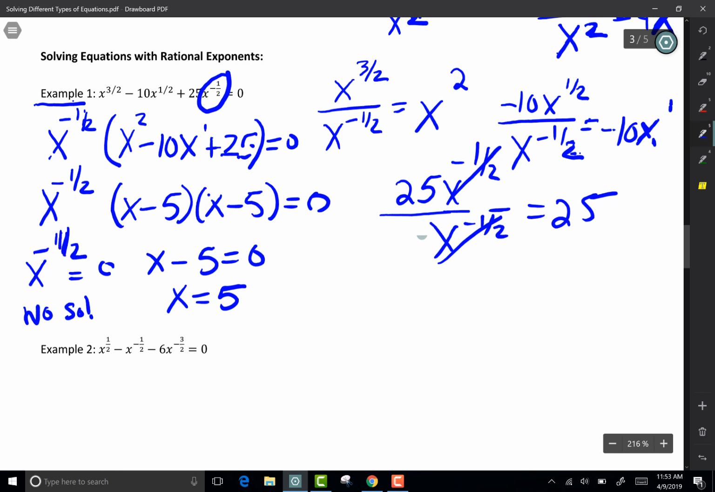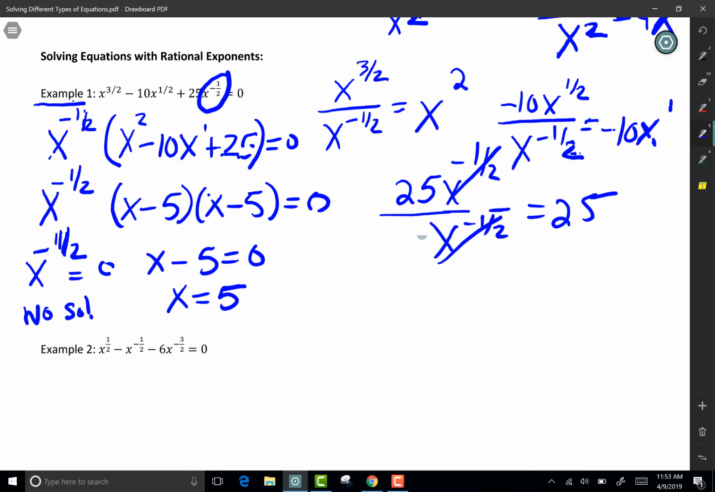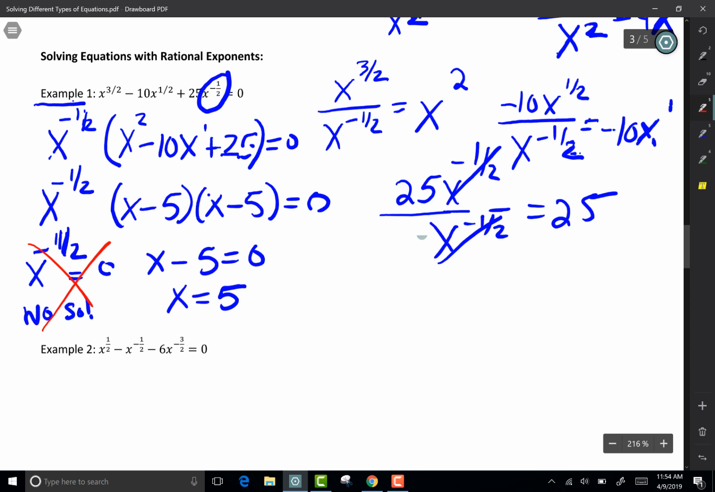And if I take 1 over 0 to create the reciprocal, I'm dividing by 0. And we can't have that. So this yields no solution. So my only solution here would be x equals 5.